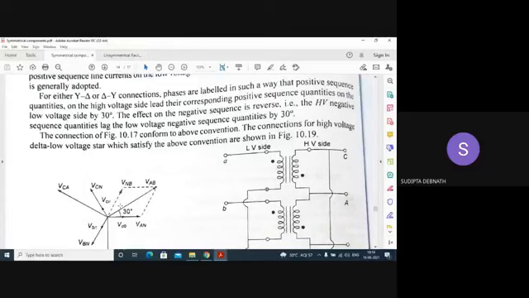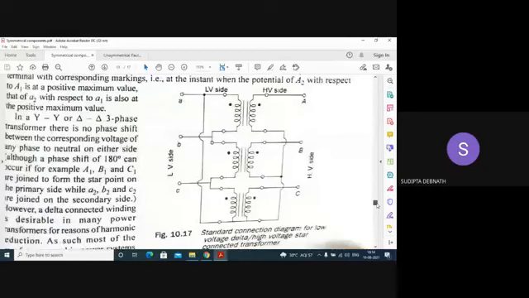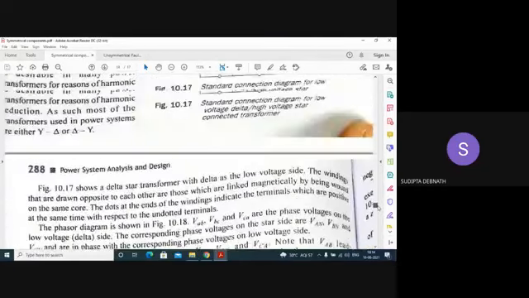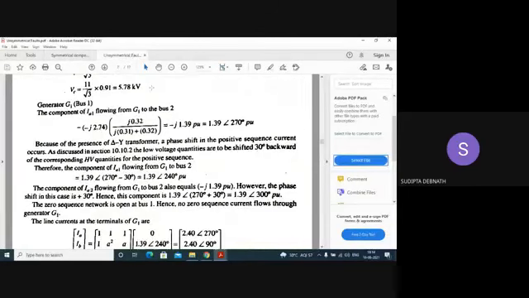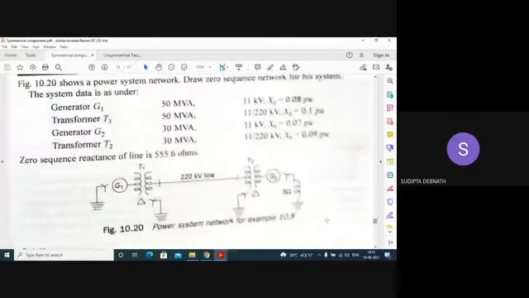If the current flows from the star side to the delta side, the phase shift will be minus 30 degrees. So here, from where it is flowing, let us see the figure only. The figure was this one, delta star.